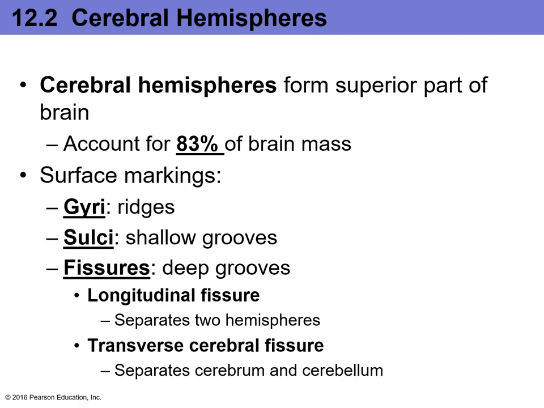We'll look at the cerebral hemispheres first. The cerebrum, as I mentioned just a bit ago in the picture, accounts for most of the brain mass, over 80% of it. There are different markings on the brain, and of course we're going to give them different names. So the ridges are known as gyri, the sulci are a shallow groove, and then a deeper groove is going to be called a fissure. There's a longitudinal fissure. This is a major fissure, a very deep groove that does separate the two cerebral hemispheres. And then there's a transverse cerebral fissure that does separate the cerebrum and the cerebellum.